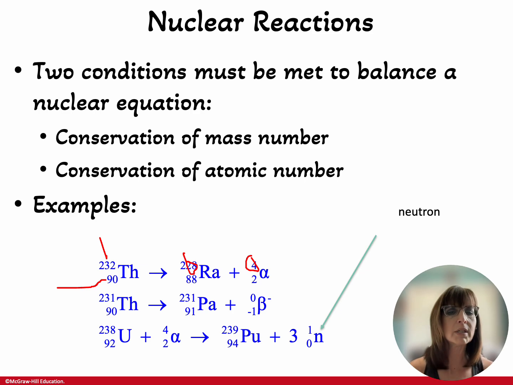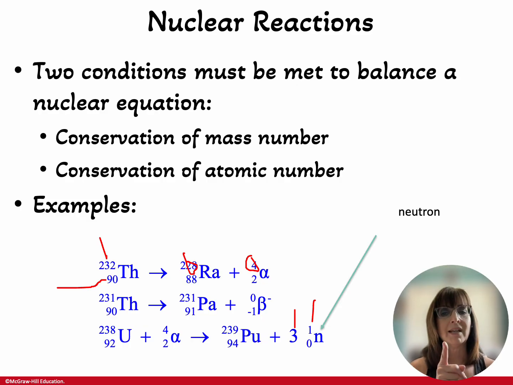Now, this last one's a little trickier. On the left side, you have 238 plus 4, so a total of 242. And over here, you have 239 plus, notice you have 3 neutrons, so that's going to be a total of 3. 239 plus 3 is 242. And then on the bottom, you have 92 and 2, which adds up to 94. 94 plus 0 is 94.